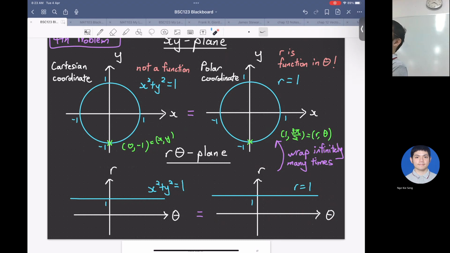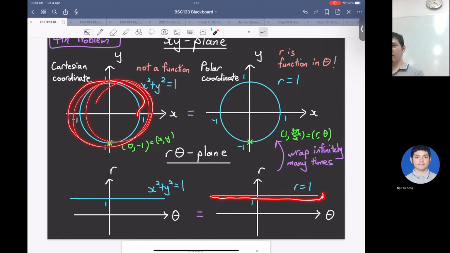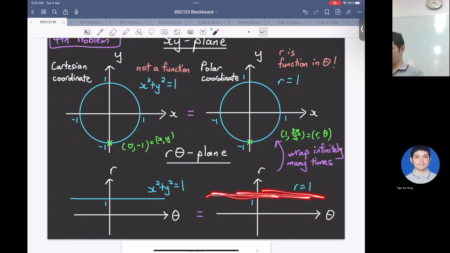Polar coordinate in the r theta plane. You can see that really, what is this circle here, right? This circle here is where you take this infinite line, and then you loop around this circle. Make sense or not? The relation between these two planes is you take this line here, and then you loop around this circle.